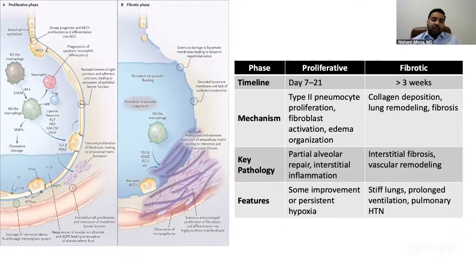In this particular phase, you have some improvement, but some patients can also progress into the fibrotic phase, and that's what makes ARDS so difficult in some patients. The fibrotic phase happens more than 3 weeks after the initial insult, wherein you have collagen deposition, lung remodeling, and fibrosis. This causes stiff lungs and prolonged ventilation, and it is primarily responsible for causing group 3 pulmonary hypertension.